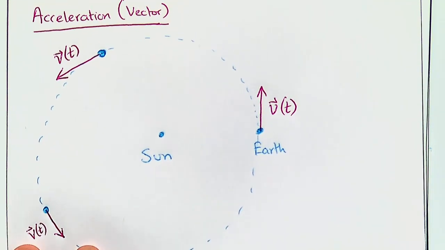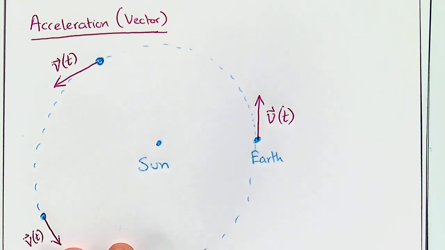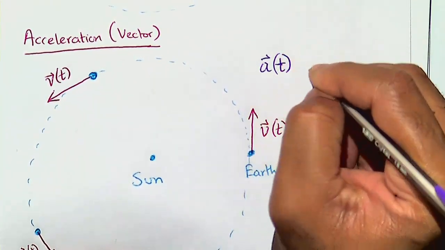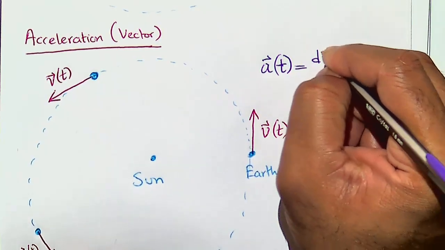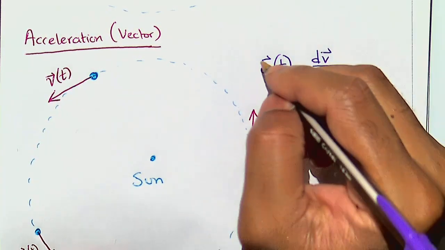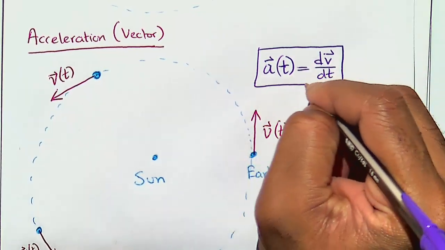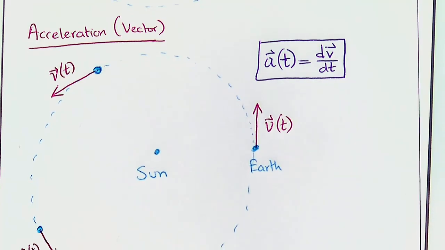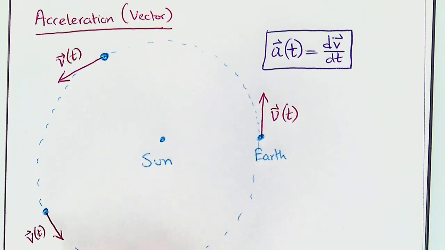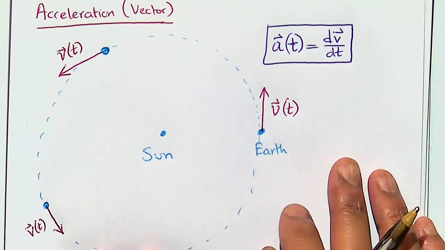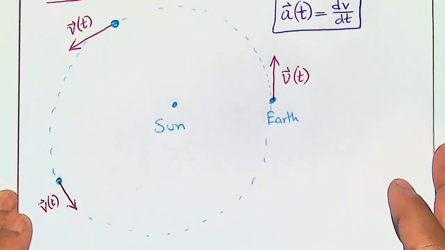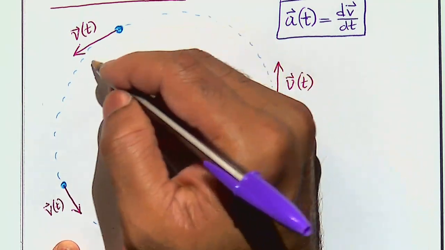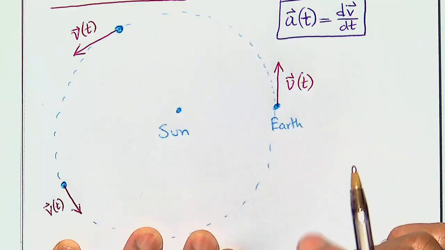So what do we mean by acceleration in this case? Going back to the definition of acceleration, acceleration as a function of time is defined to be the derivative of velocity with respect to time. What does that look like? The acceleration that the Earth experiences, we're assuming this is a circle, just to simplify. It's not exactly a circle, but let's assume it's approximately a circle. Then the velocity is this way, this way, this way. As the Earth goes around, the velocity vector changes.